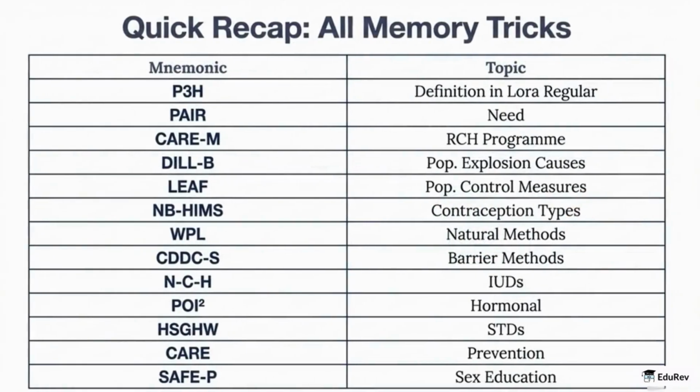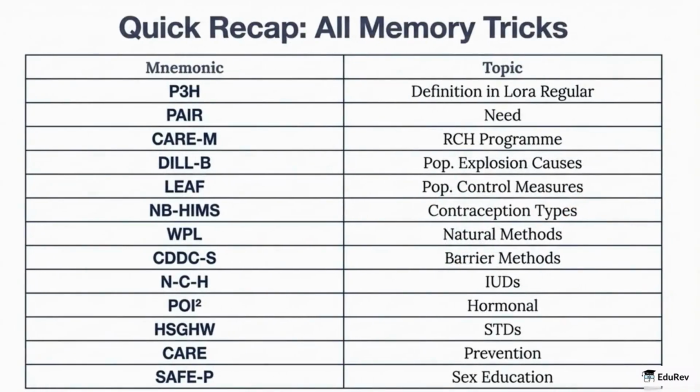Quick recap of the memory tricks: P3H for the definition, PAIR for the need, DILLB for causes of population growth, LEAF for control measures, WPL for natural methods, CDDC S for barrier methods, NCH for IUD types, POI² for hormonal methods, HSGHW for common STDs, and SAFE-P for the goals of sex education. Keep these cues handy to recall the full concepts quickly.